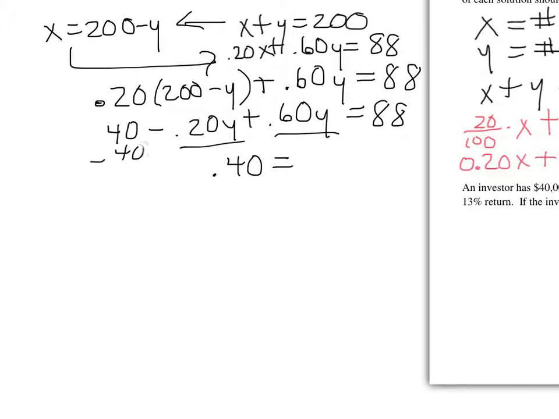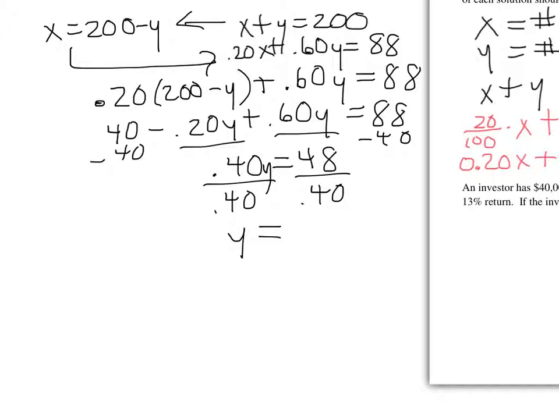Subtract 40 from both sides. So 0.40y equals 48. I lost my y. Let's divide by 0.40. And we get y equals, what is 48 divided by 0.40? 120, and that's in centiliters. So we want 120 centiliters of our 60% solution.